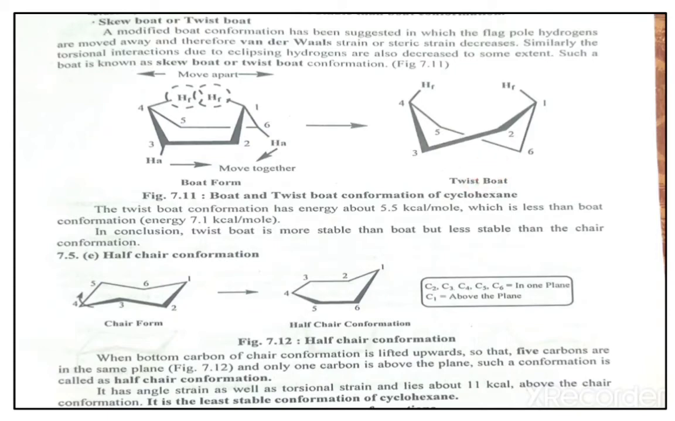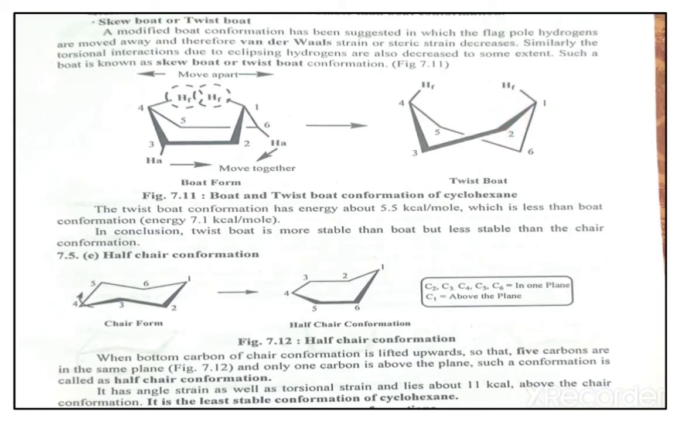In torsional strain, I am repeating, the torsional interaction due to eclipsing hydrogens also decreases to some extent, and such a boat is known as the skew boat or the twist boat. That means in a twist boat or skew boat such an interaction is absent. Why? Because these two flagpole hydrogens are away from each other.